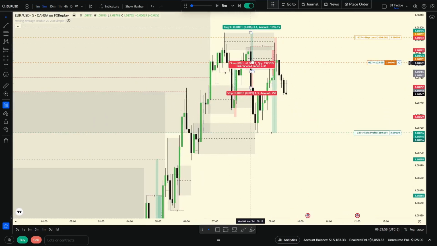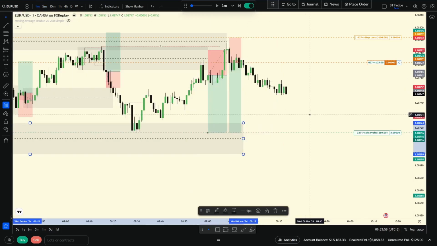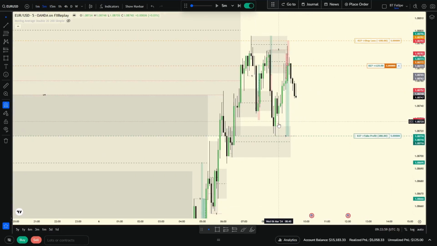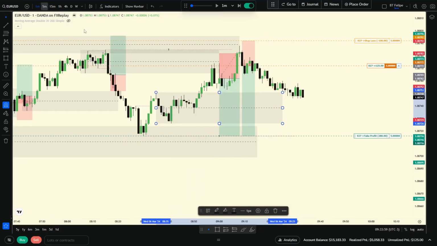And yeah, I'm not going to wait here too long again because the M5 is currently going down. So I could go long here, but this long is internal. The main move is down, so I'm going to wait. I will leave it marked just to see what happens here.